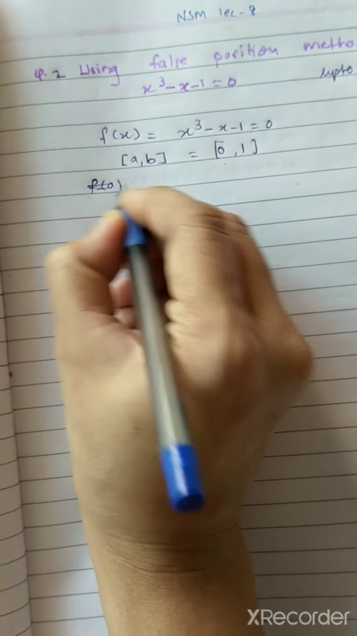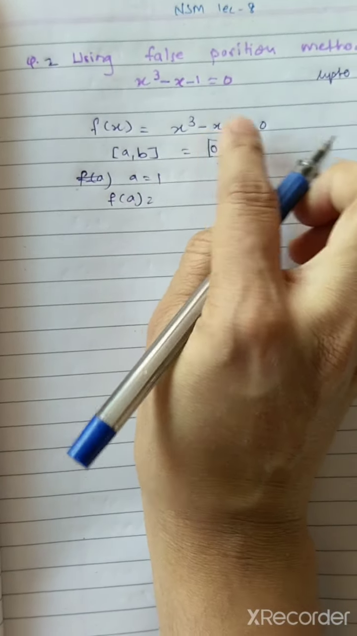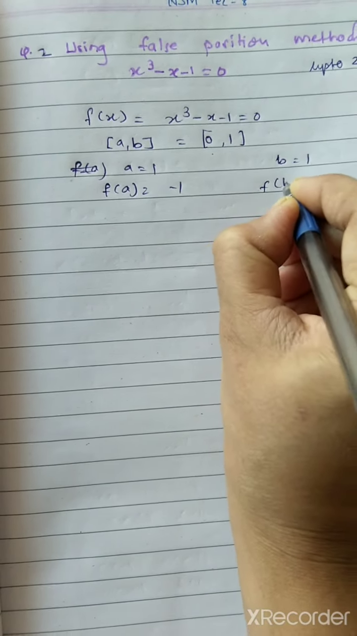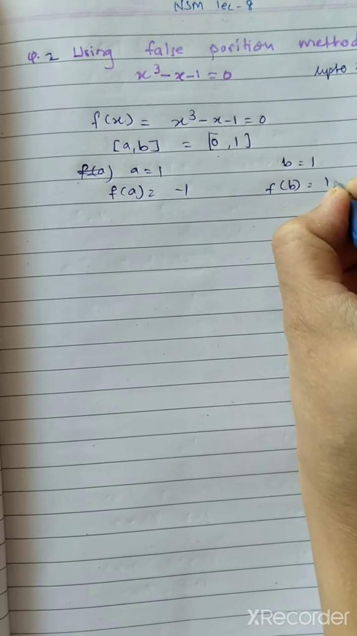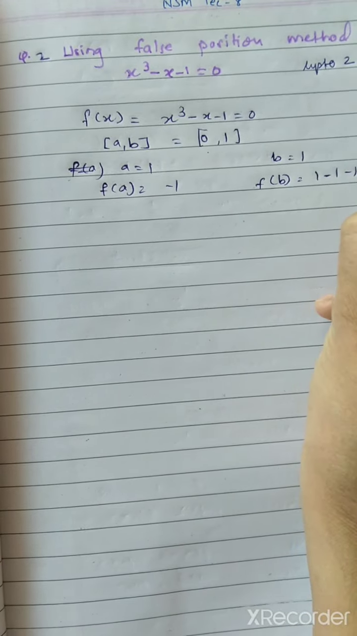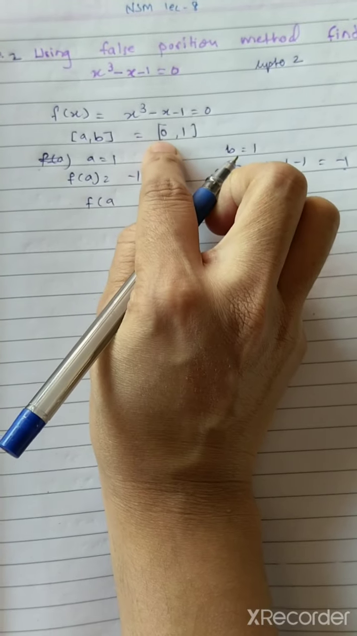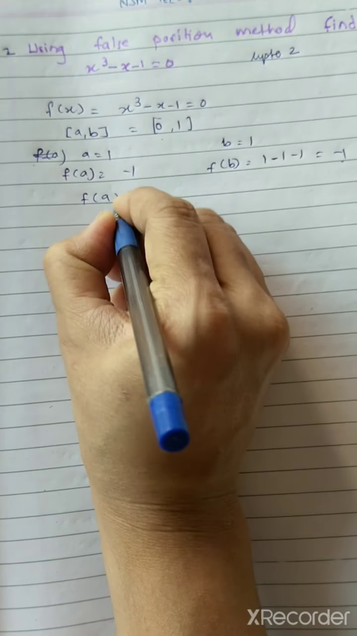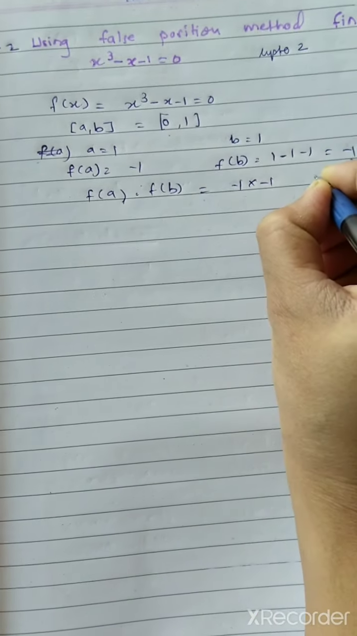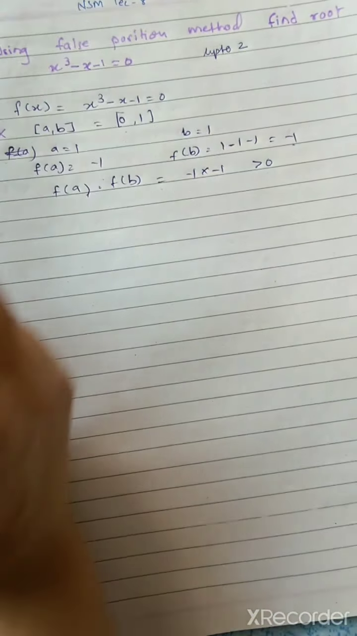So now put a as 0. When a is equal to 0, f of a will be what? 0 cube minus 0 minus 1 will be minus 1. When b is equal to 1, f of b is equal to put 1 cube minus 1 minus 1. So this will be 1 minus 1 minus 1, this will be minus 1. Okay. So now when a b interval is 0 comma 1, that time f of a into f of b will be minus 1 into minus 1. This will be greater than 0. That means this case again false.